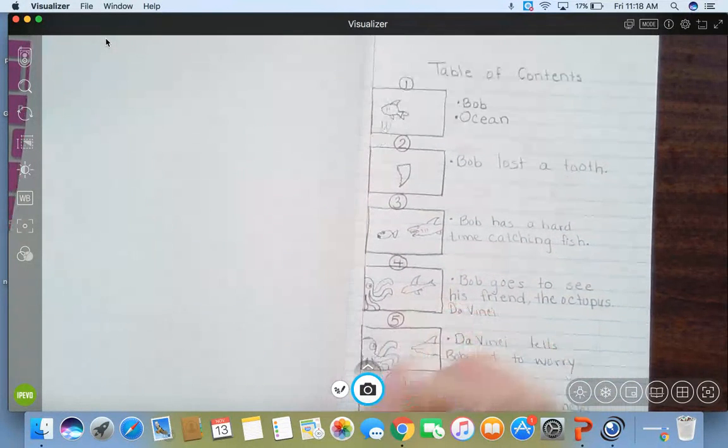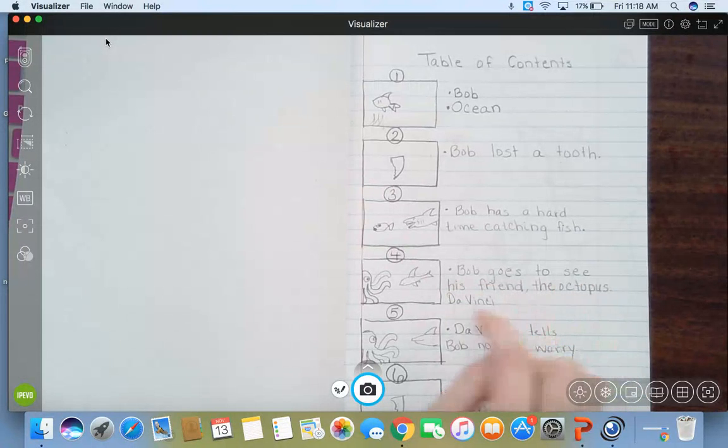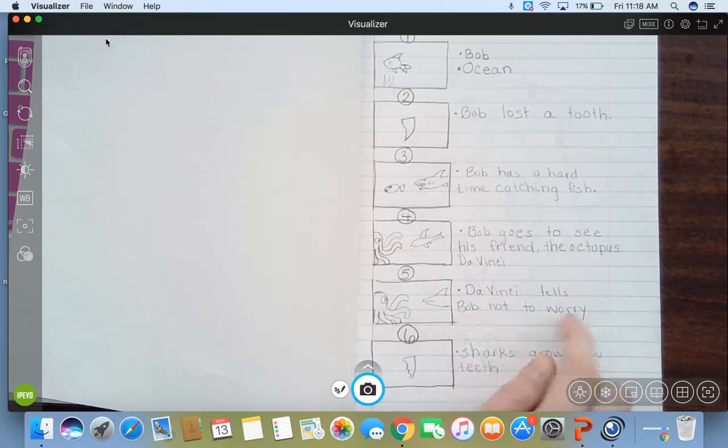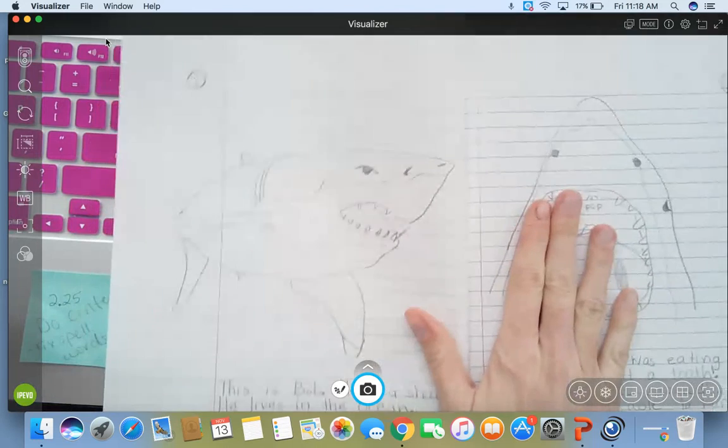Page 4, this is where he starts to solve his problem. Bob goes to see his friend the octopus, Da Vinci. Page 5, Da Vinci tells Bob not to worry. And page 6, shark grow new teeth. So that's my story.